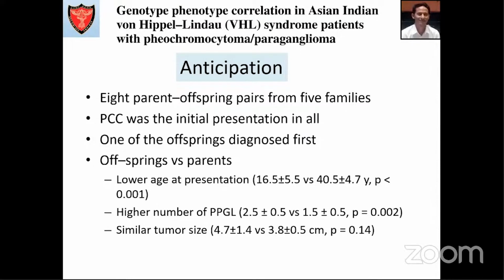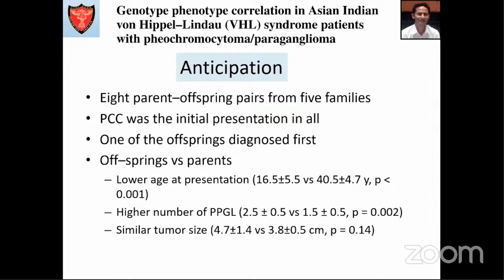Another interesting phenomenon we described in VHL patients is anticipation. It's a very interesting finding. In fact, we described this phenomenon in VHL for the first time. Typically, though it's described in trinucleotide repeat diseases, it has been recently described even in patients with autosomal dominant disorders. Here in this study, we had around 8 parent-offspring pairs from 5 families.